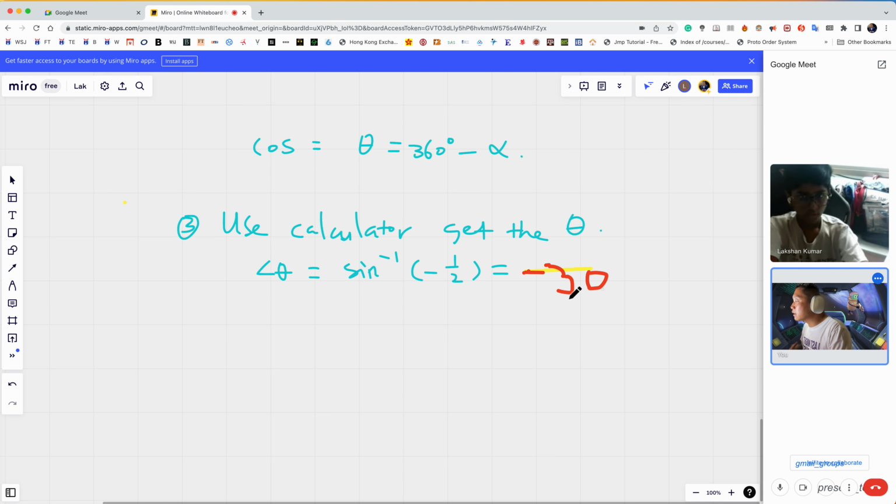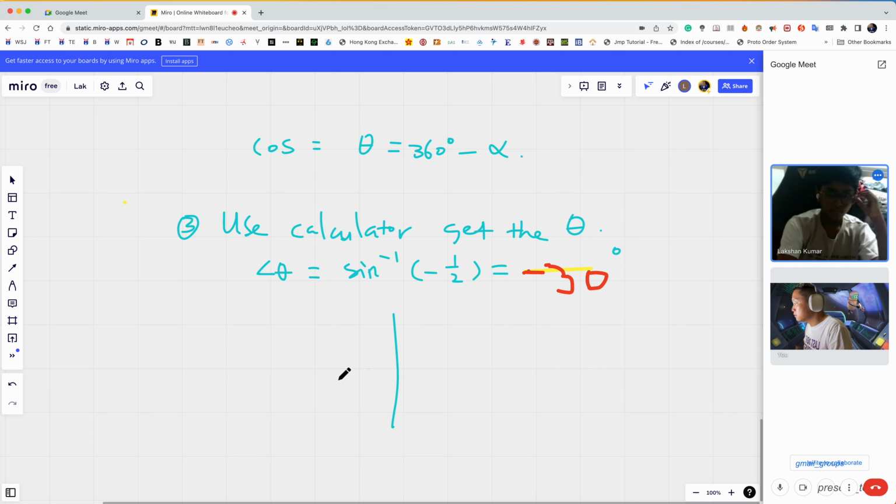Okay, anyway, so you get negative 30, right? So this is the thing here. When you get a negative value, I personally don't like to play with negative value, unless I'm forced to. If I have an opportunity to play with positive value, I use positive value. So this is the interesting thing here.